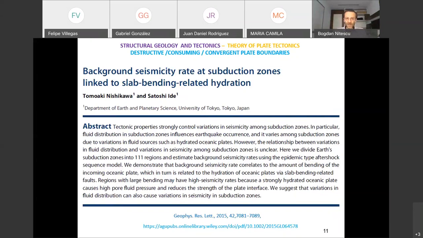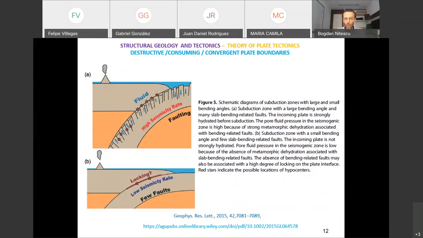So let's look at what these people say just very briefly. I just put here one of their figures. If you don't read the text and just look at the figure, you notice that they show two situations. They show a subducting plate, but with different angles. You see that the one in A has a steeper angle, and here the bending angle is small. They are saying that because of the bending, you have these faults being developed. And as the plate goes down, you have metamorphism, and water being expelled goes along these fractures.